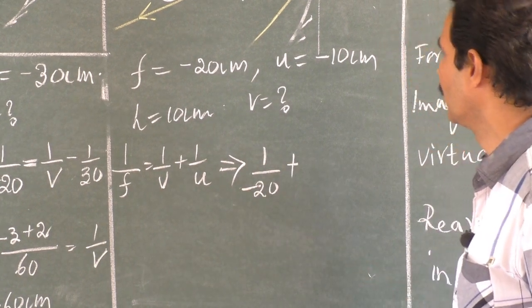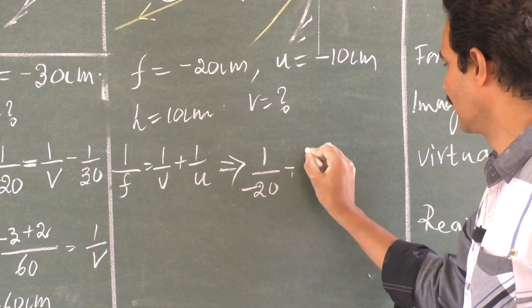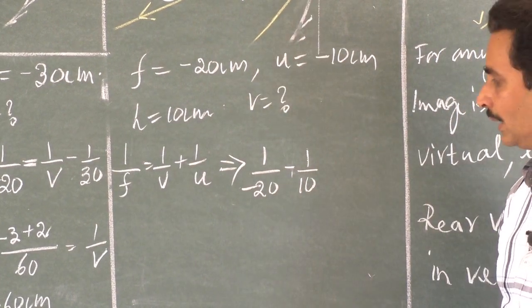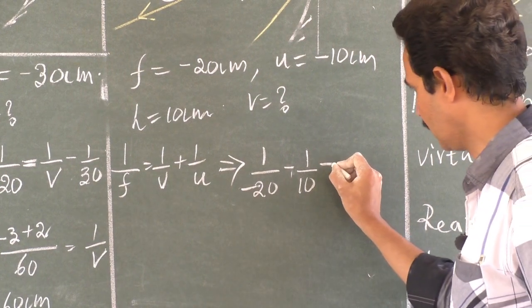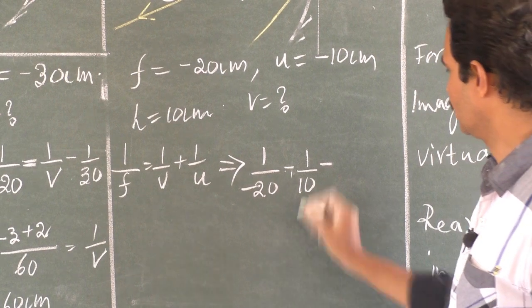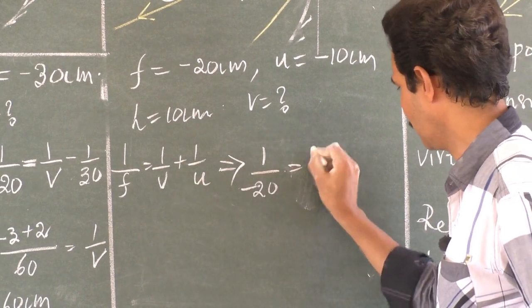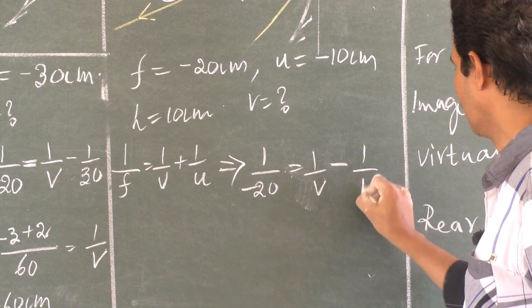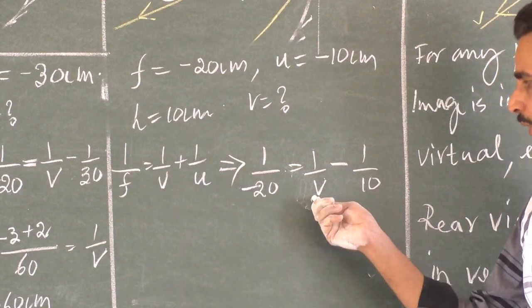Okay, yeah. 1 by F equal to 1 by V plus 1 by U implies 1 by minus 20 plus 1 by U. U is also negative, so I'll put the negative sign here only. Minus 10, which is within the focus. 1 by F is equal to 1 by V plus 1 by U, 1 by 10.